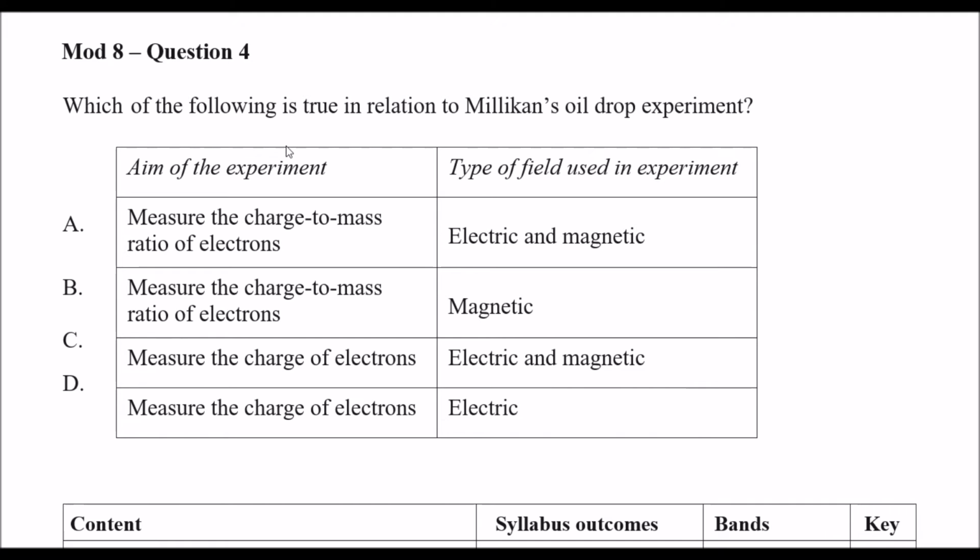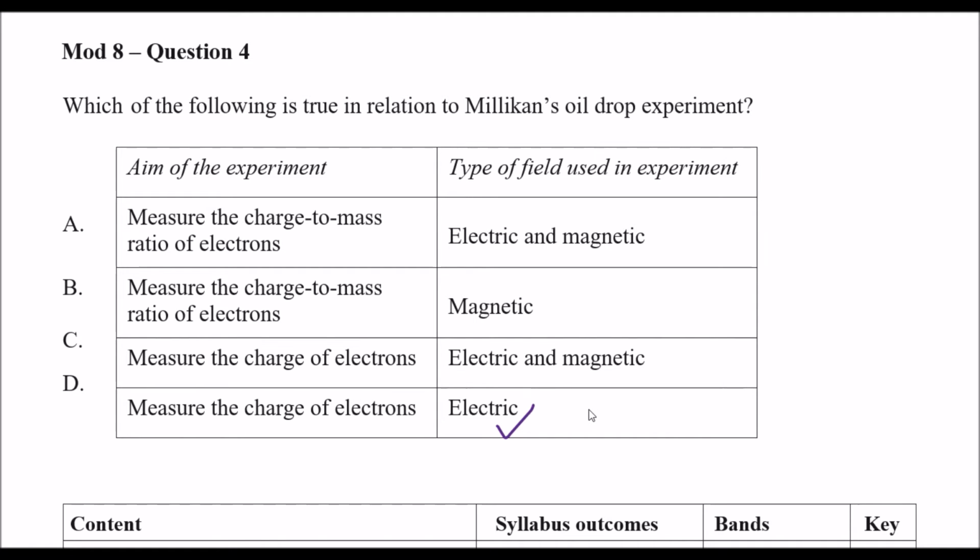Okay, so question 4, it says, which of the following is true in relation to Millikan's oil drop experiment? So what was the aim of the experiment? Well, the aim of his experiment was to measure the charge on an electron. So C or D could be correct here. The next question is, what did he actually use in his experiment? So what type of field? Did he use electric, magnetic, or both? So he actually used only electric fields.